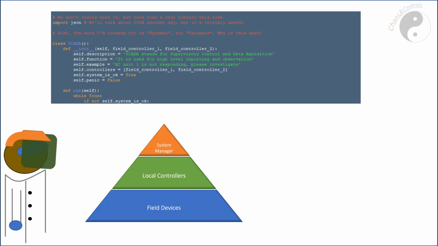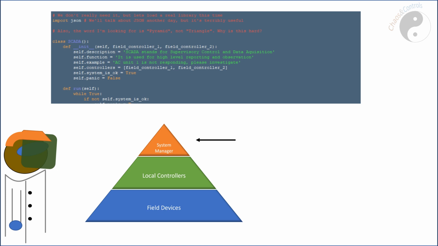Now again, this is by no means an all-encompassing graph that I'm trying to show you. It's just a tool that I use myself out in the field, and you'll notice that I've got everything broken down into really only 3 different groups. At the top of the triangle, we have the overall system manager.